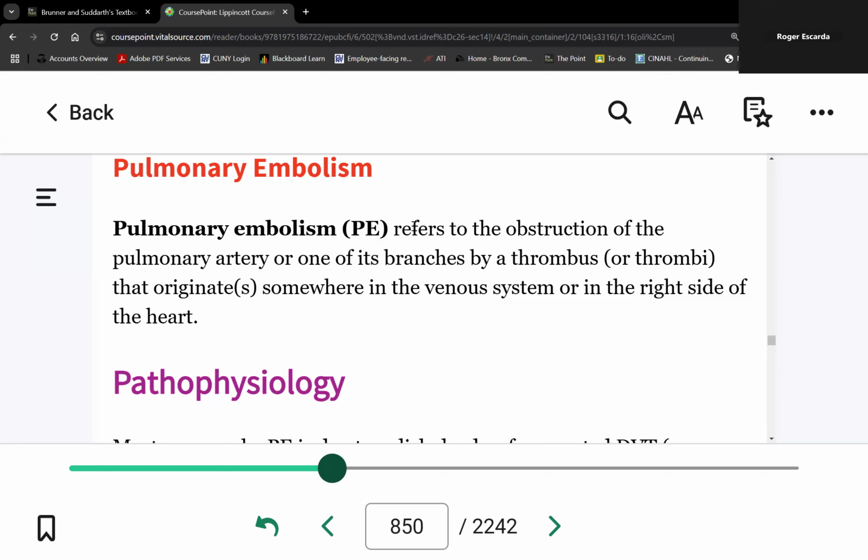If this clot ended up in a coronary artery, what do we call it? A clot obstructing a coronary artery. What do you call that? We did this in week 2. What do you call it? A clot in a coronary artery.